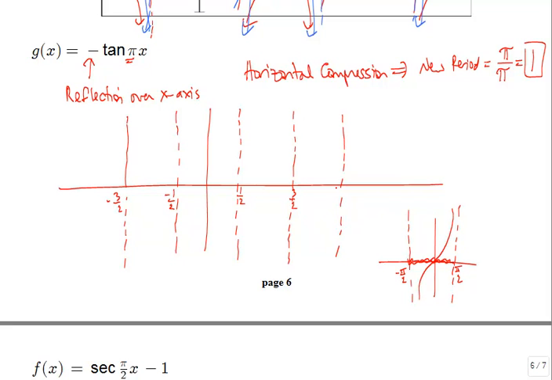And then we're just going to draw our normal tangent graph, but reflected over the x-axis. So instead of rising up, now it's going to have to fall. So it's going to just look like that.